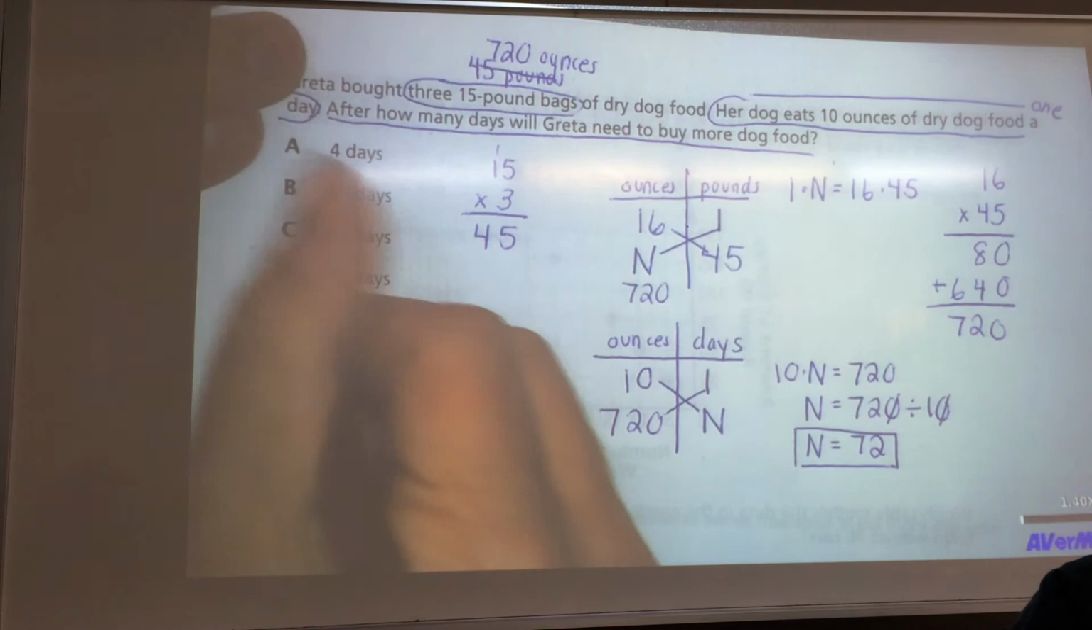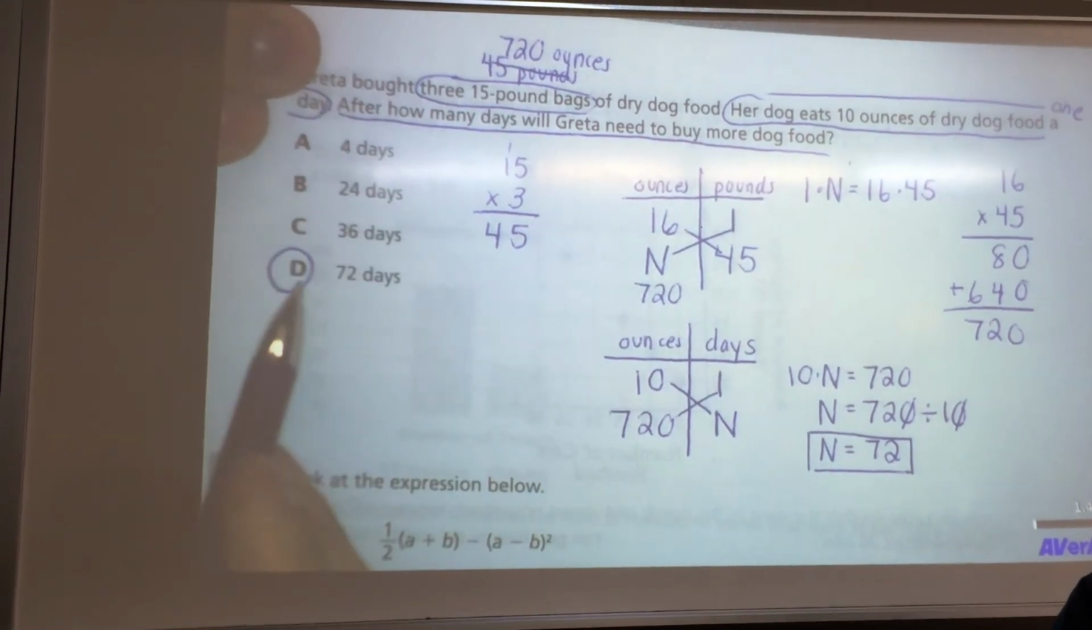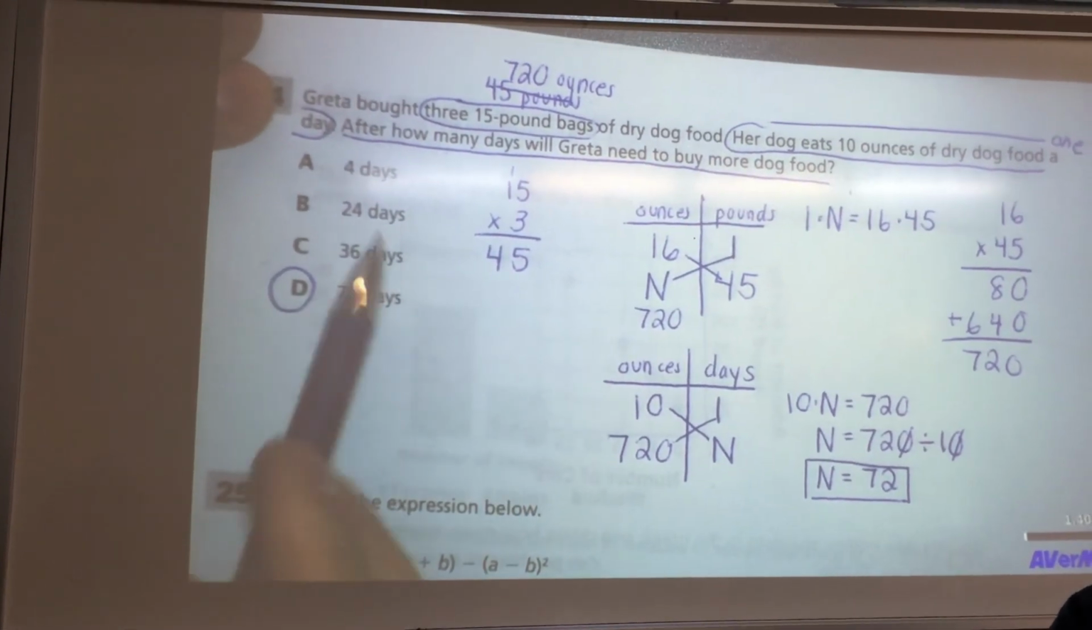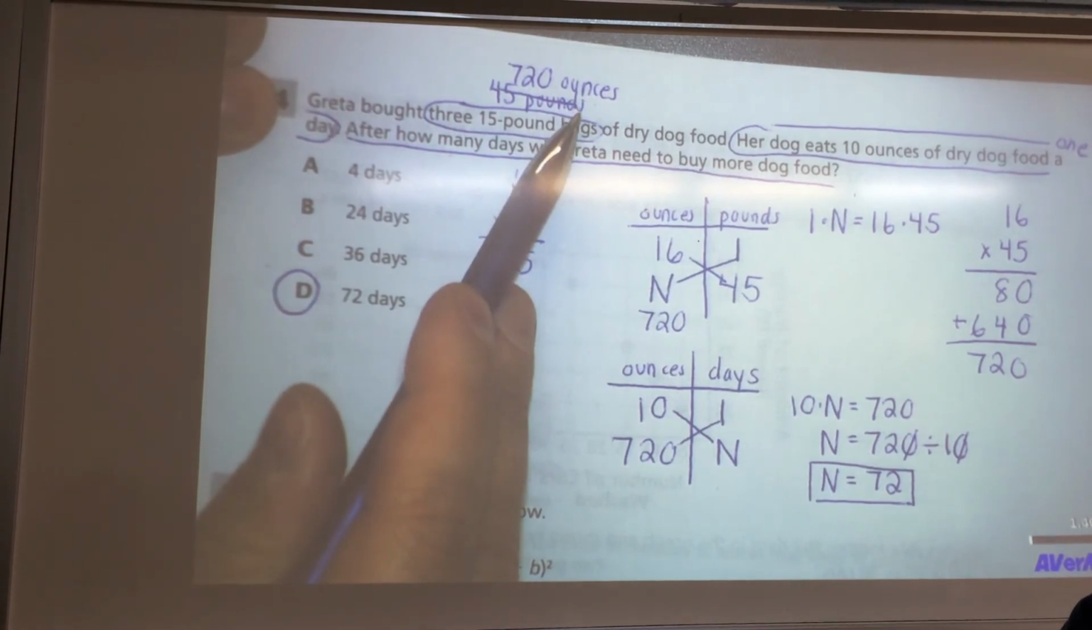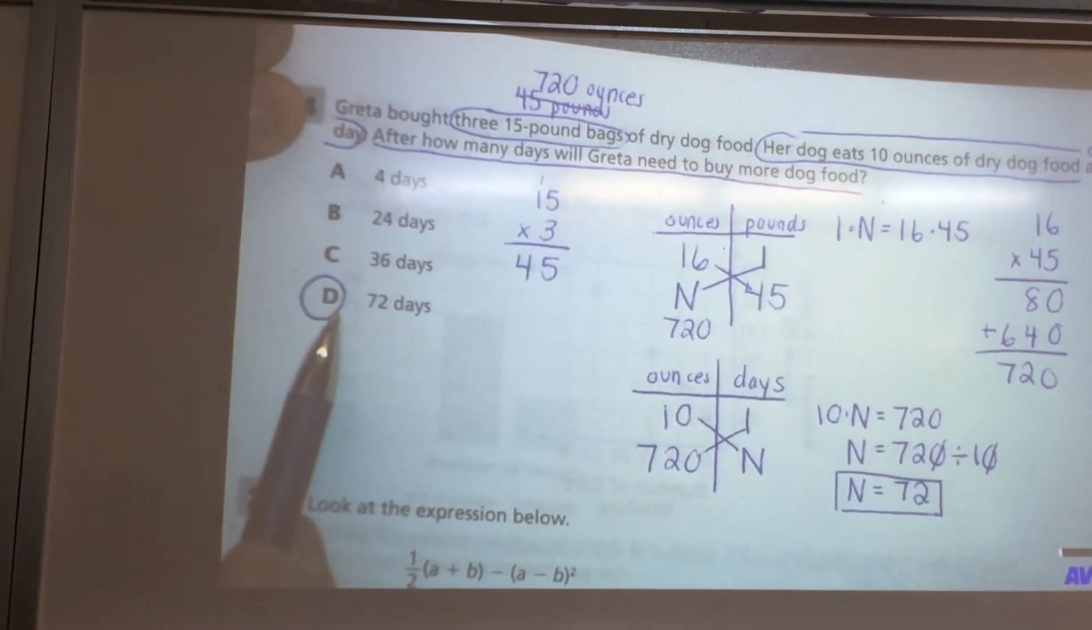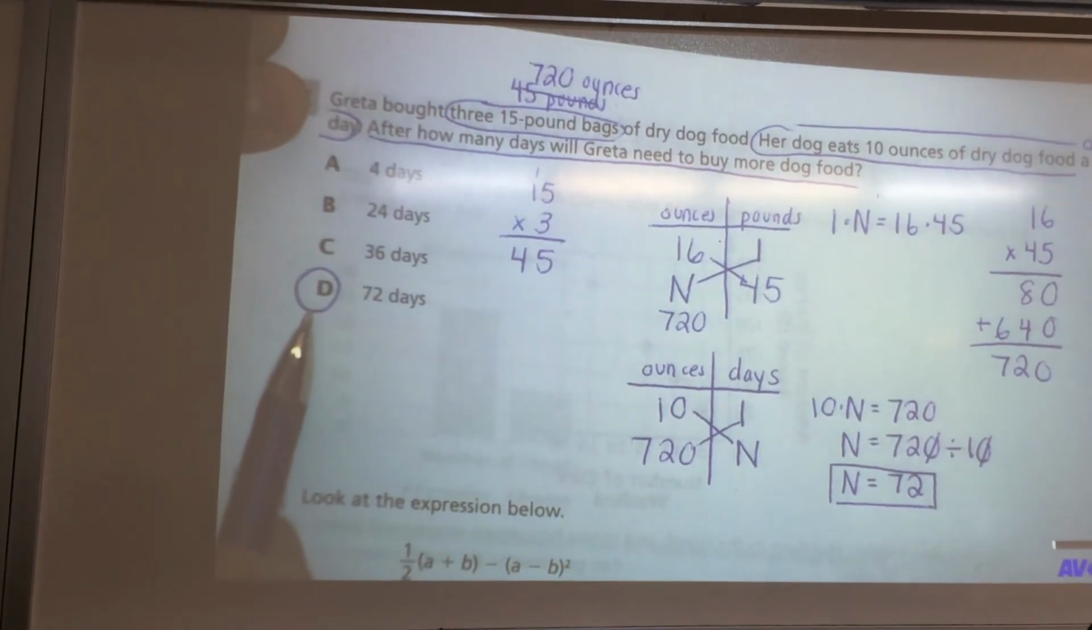This was a crazy difficult problem, but if you go step by step and realize you want to make these speak the same language, you will figure out that the answer is 72 days.